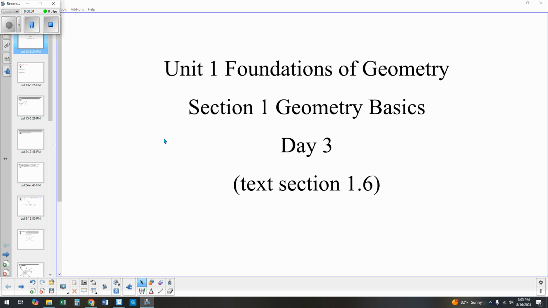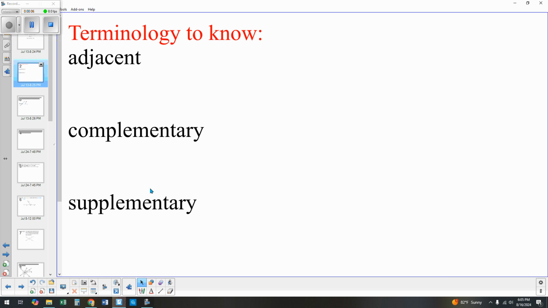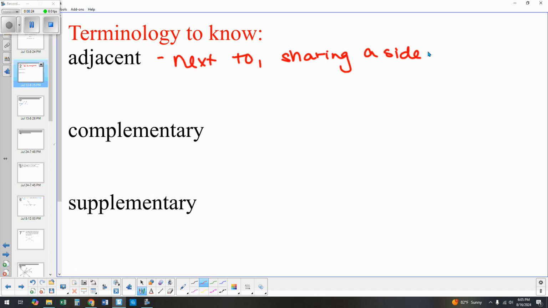This is lesson 1.6. So, some terminology to know. We briefly touched on adjacent in the past, but adjacent means next to, and more than that, it means sharing a side and a vertex, but not overlapping.